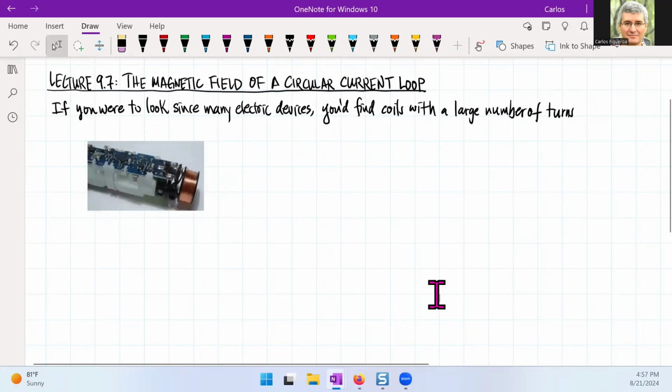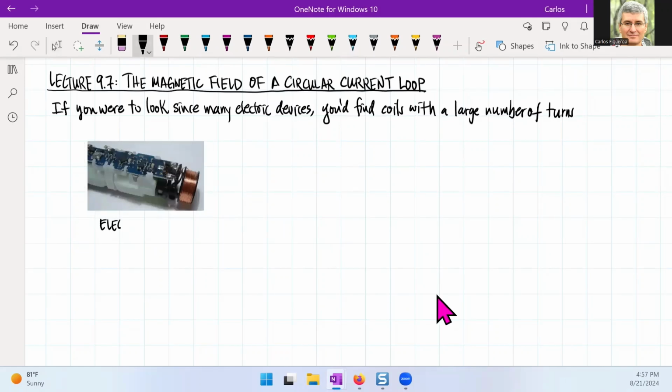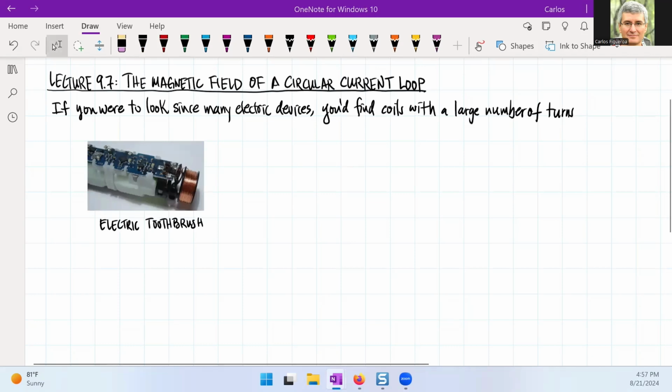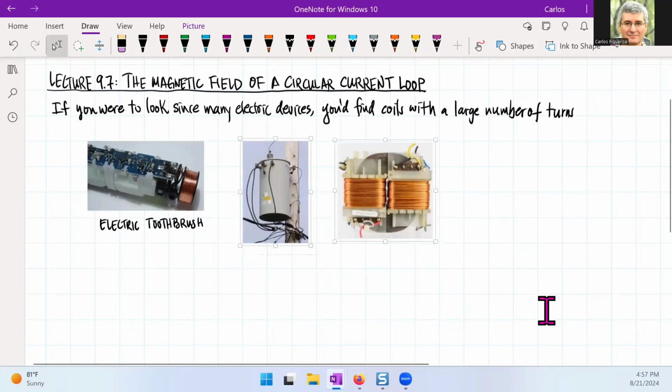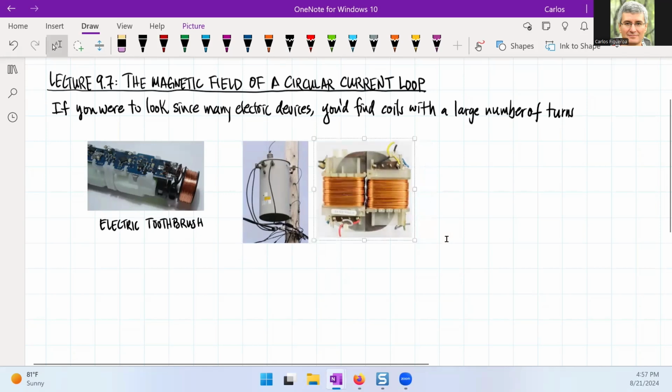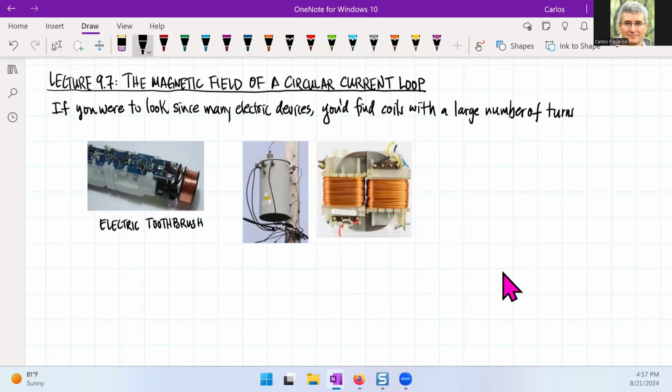Here's an electric toothbrush, and you could see that the electric toothbrush has a coil inside. So anything that's rechargeable, that's a device, will have a coil. Probably one of the most important examples here is transformers. Transformers play a very important role in society. And so when you're looking at transformers, you typically find two coils. On the left here, that's a pole transformer. And depending on where you live, you might actually see this as you go around the city here.